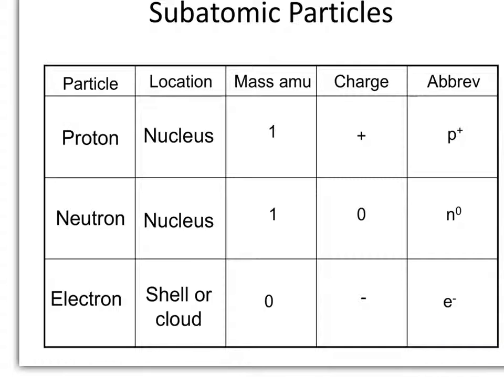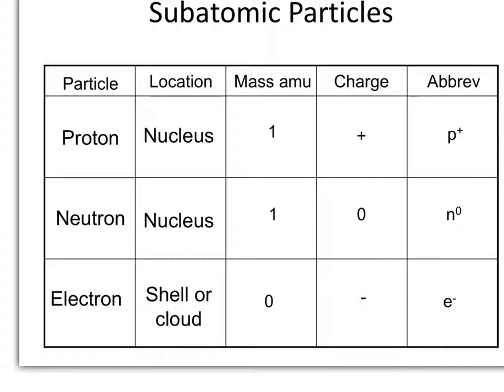Now, a question I need to ask you. When you look at an atom, where is the mass of the atom concentrated? Well, if you said that the mass is concentrated in the nucleus, you are absolutely correct, because the nucleus has got the proton, which has a mass of 1, and the neutron, which has a mass of 1.